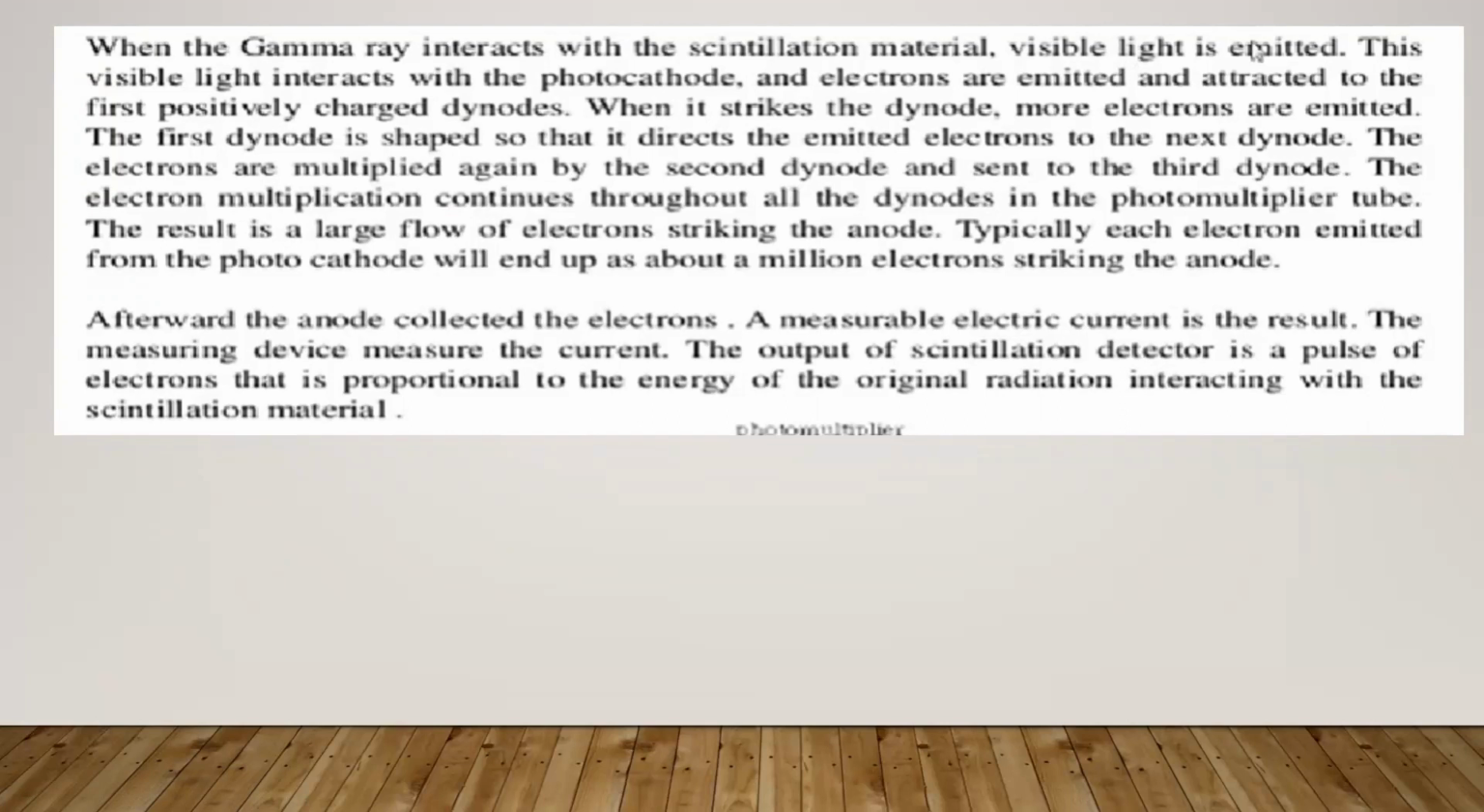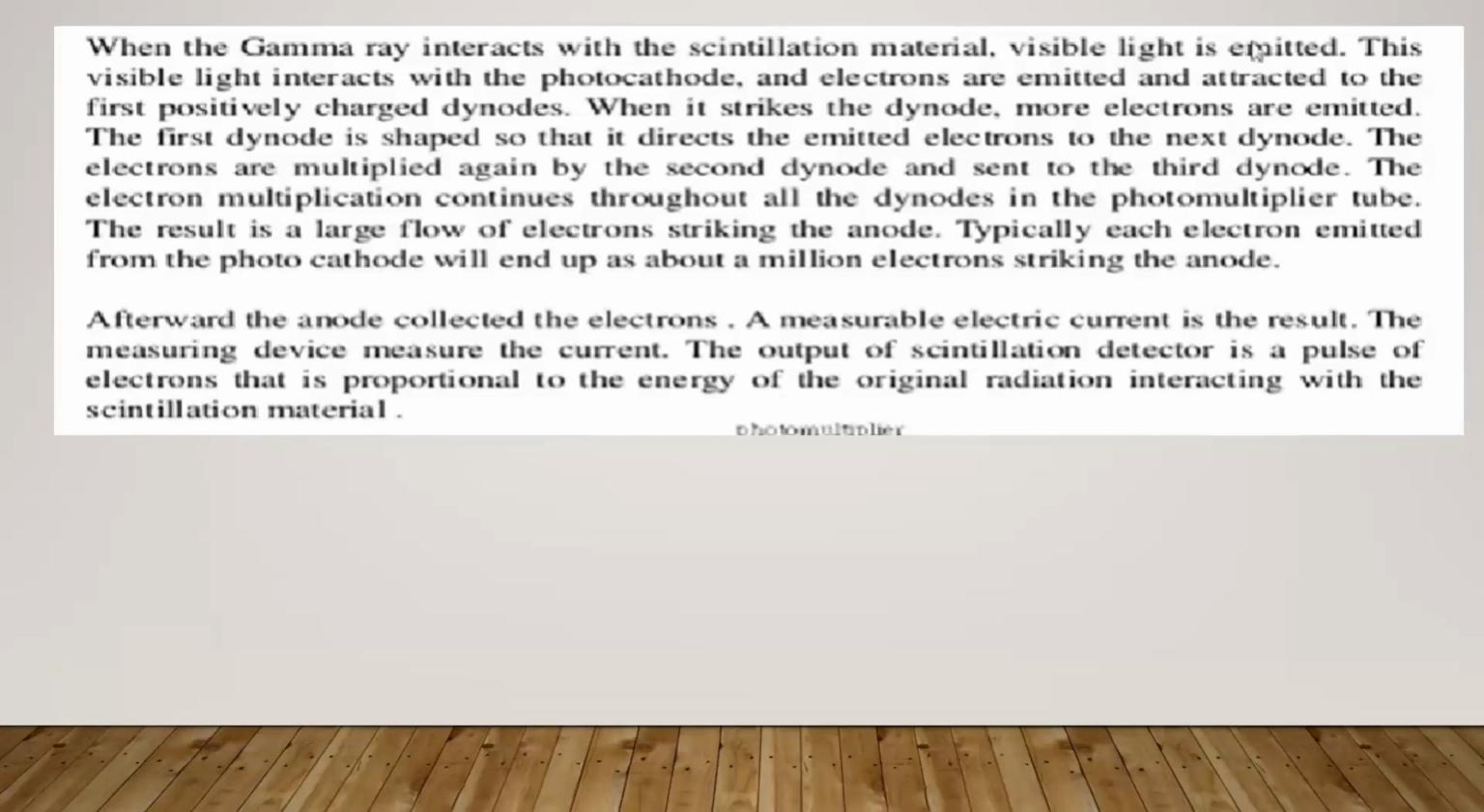The result is a large flow of electrons striking the anode. Typically, each electron emitted from the photocathode will end up as about a million electrons striking the anode. Afterward, the anode collects the electrons. A measurable electric current is generated, and the measuring device measures this current.